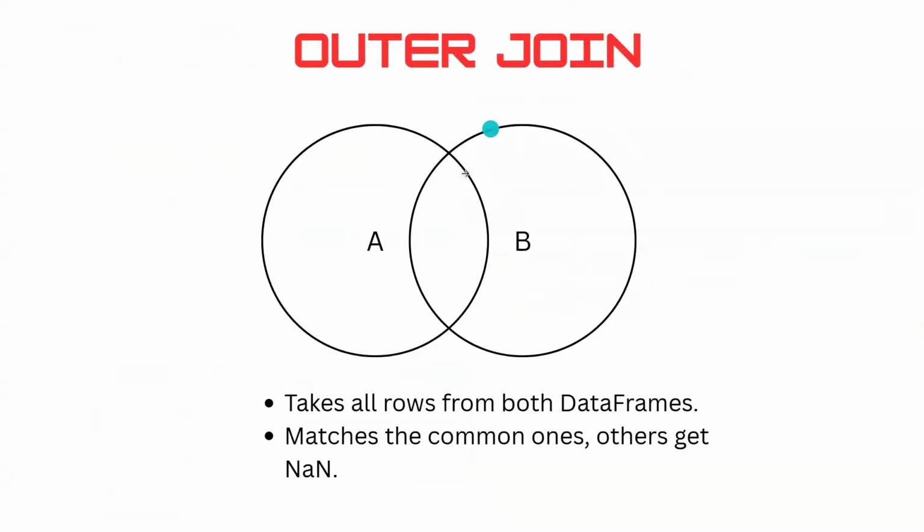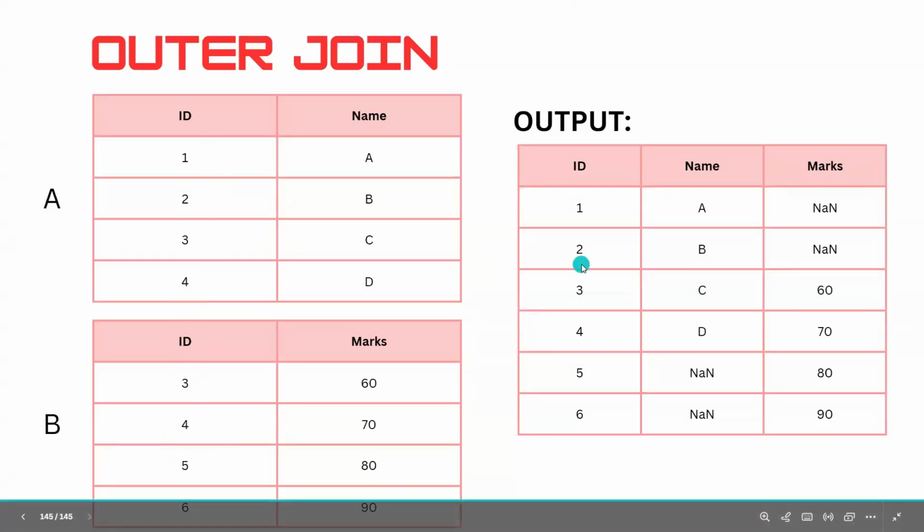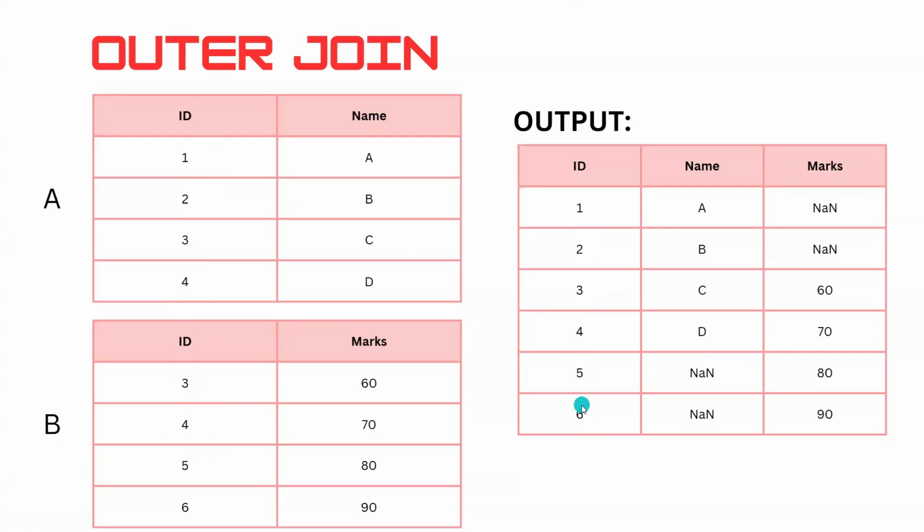Now, if you talk about outer join, it will take all rows from both the data frames A and B, matches the common one, other gets filled with NaN, the same thing. Let's see an example of outer join here. So we have again the ID as 1, 2, 3, 4 and 3, 4, 5, 6. It will take all the IDs, so 1, 2, 3, 4, 5, 6. Now for name, we have only ABCD for 1, 2, 3, 4. It filled. And for marks, we have 3, 4, 5, 6, and it filled those marks. Now, whatever is left, it will fill everything with NaN. And this is nothing but the outer join.